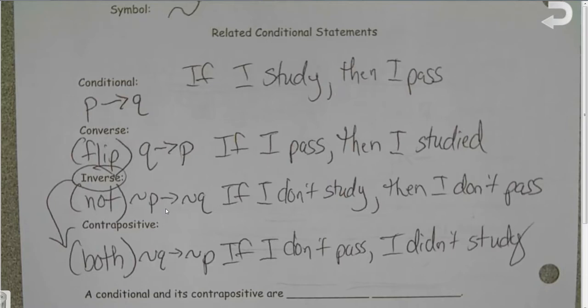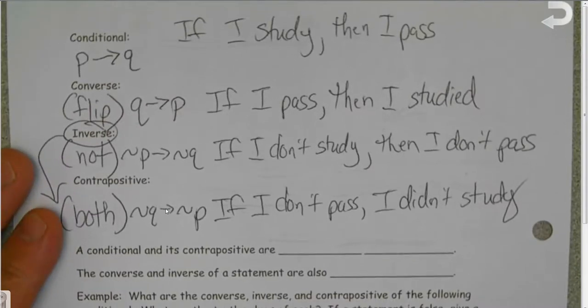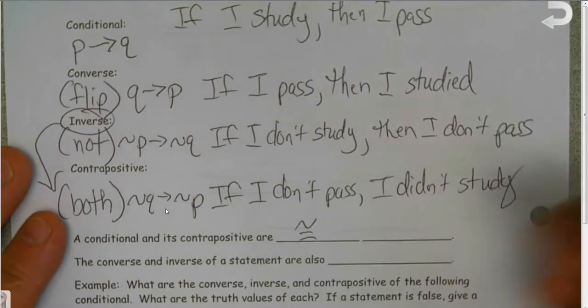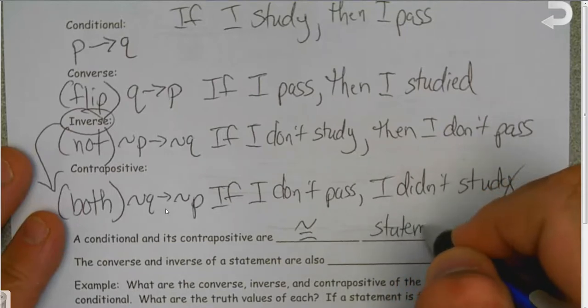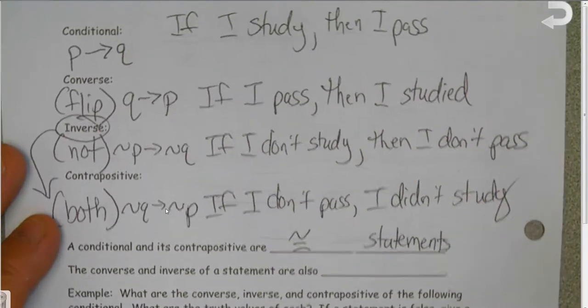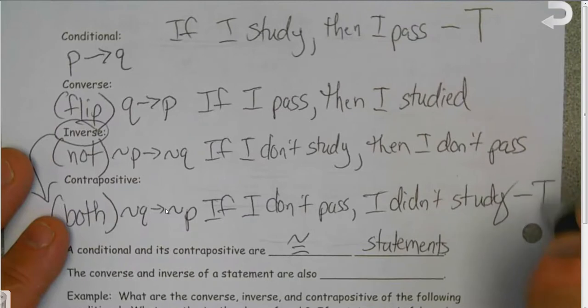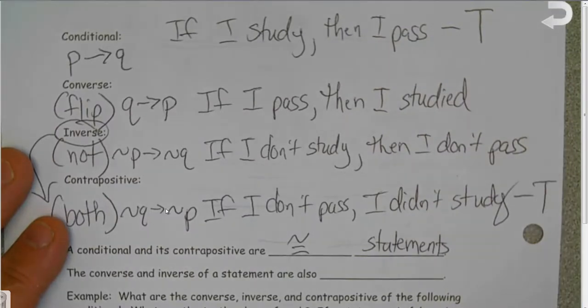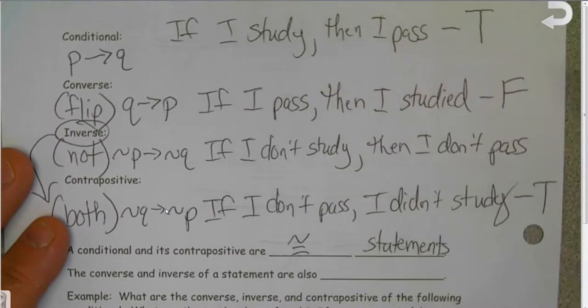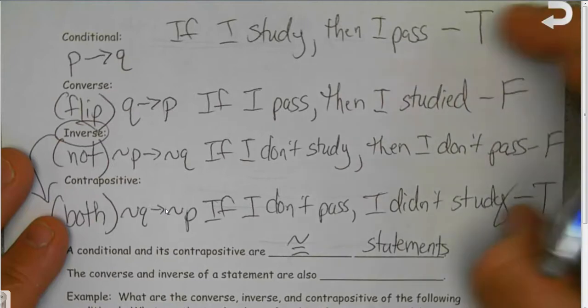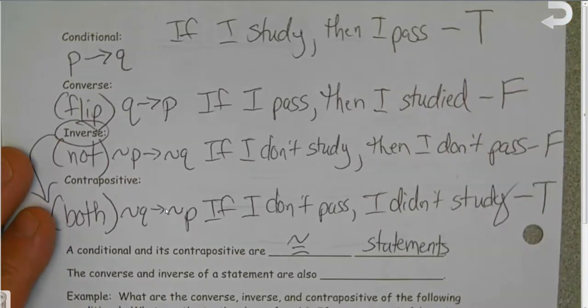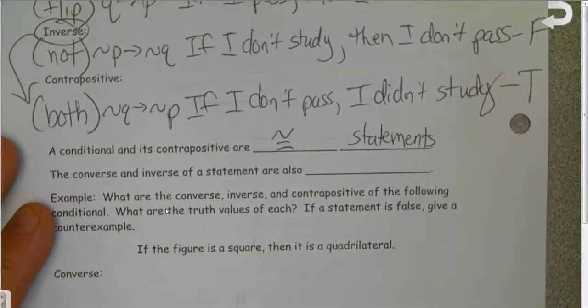Now, all of these things are true. But what we have to understand is that a conditional and its contrapositive are congruent statements. So if I say that this is true, then this is also true. If I say that this is false, then that is also false. They work together. So the first and the last work together, the middle two work together, because the converse and inverse are also congruent.